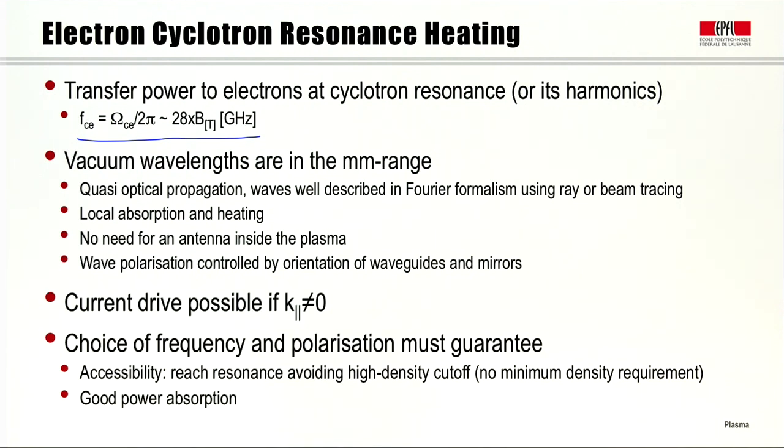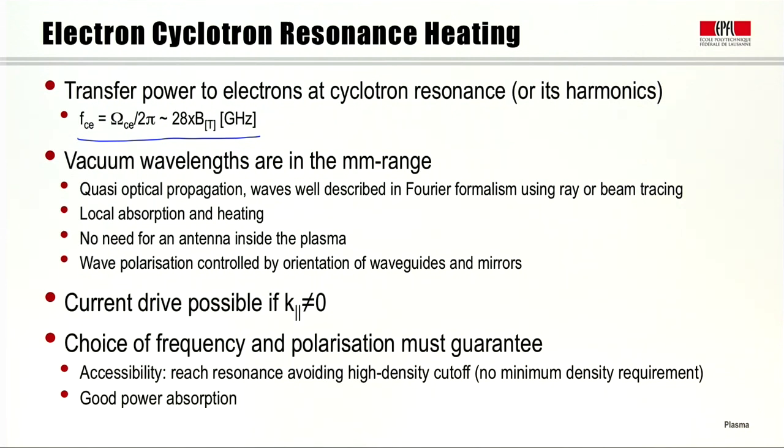Another important point is that there is no need for an antenna to be placed inside the plasma because of this quasi-optical propagation of the wave. We need a launcher and/or mirror to steer the beam in the direction we'd like to go. The polarization of the wave can be determined by different components and controlled by the orientation of the waveguides and mirrors. If we inject the wave with a parallel wave number that's not zero, in other words, with a component along the magnetic field that's non-zero, we can drive current with the wave.